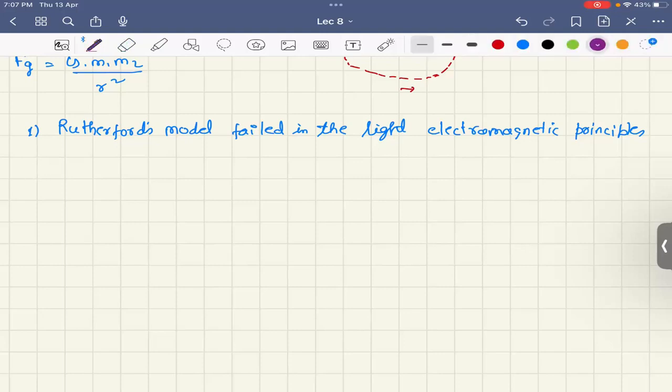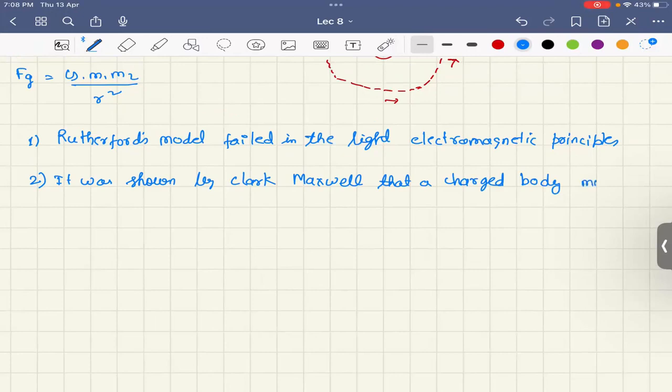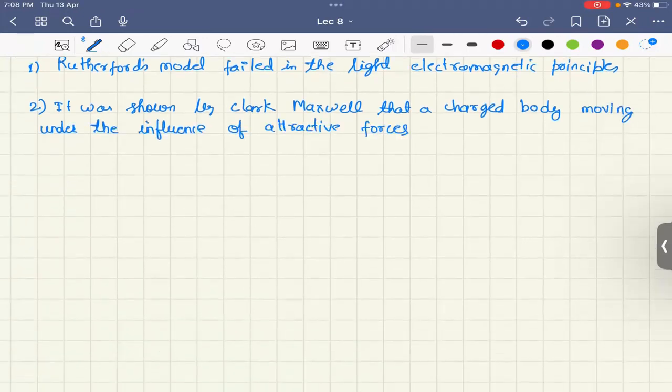So what Maxwell showed? Maxwell showed that when a charged particle is moving under the influence of another charged particle, a certain amount of radiation has to be emitted, because of which the energy of that particle has to decrease, right? So what we can write: it was shown by Clerk Maxwell that a charged body moving under the influence of attractive forces loses energy continuously in the form of electromagnetic radiation.